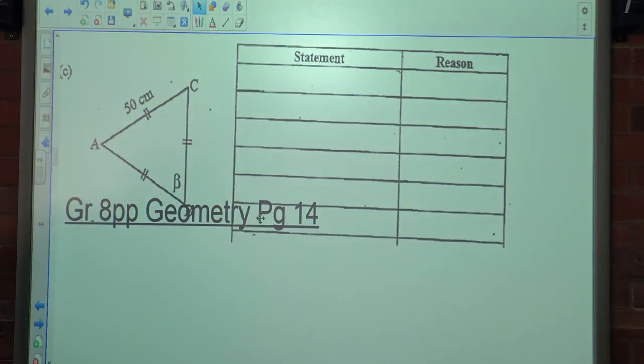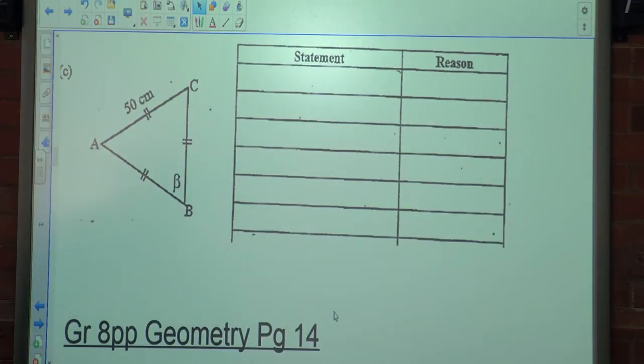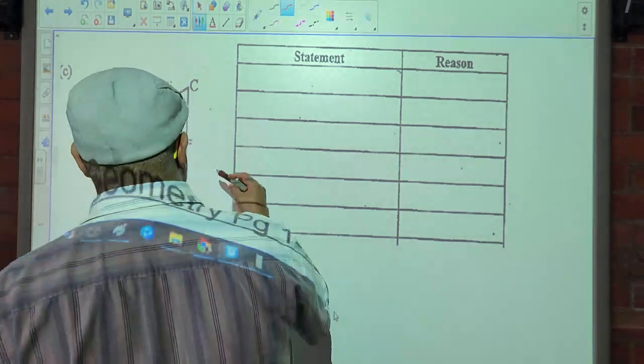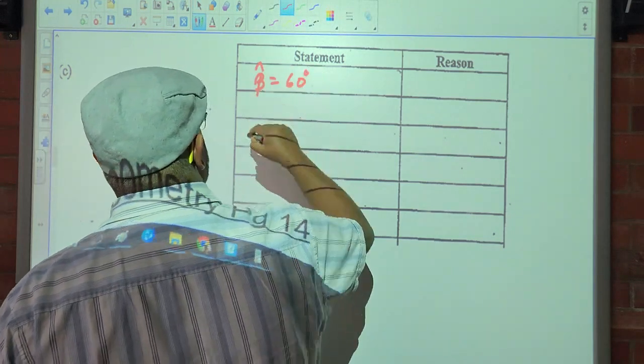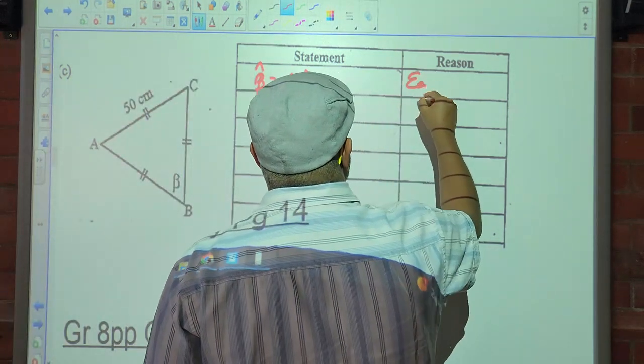C. All sides are equal here. So what type of triangle is this? Equilateral triangle. So equilateral triangle, all the sides and all the angles are equal. So if all the angles are equal, angle B is then equal to 60 degrees. Why? It's an equilateral triangle.